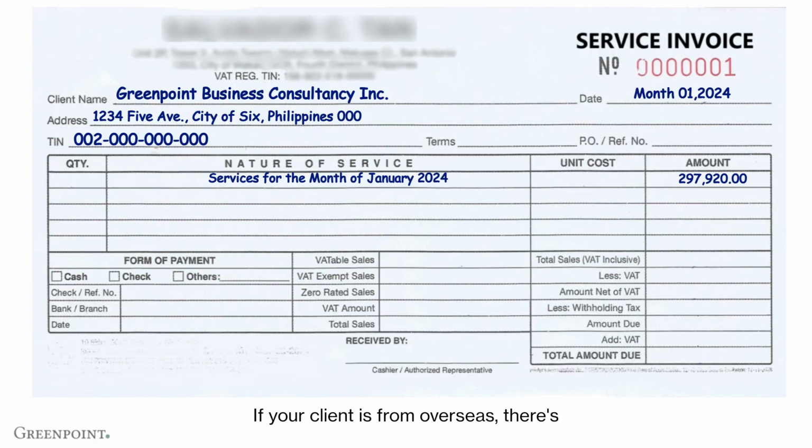If your client is from overseas, there are a few changes in withholding tax and VAT. Start by entering the total sales, VAT inclusive, amount. For this example, it's 297,920.00. In the "less VAT" section, enter 0.00 because your sale is zero-rated. The amount net of VAT will remain the same as your total sales. In this case, it's 297,920.00. Since your sales are not subject to withholding tax, enter 0.00 in the withholding tax section.